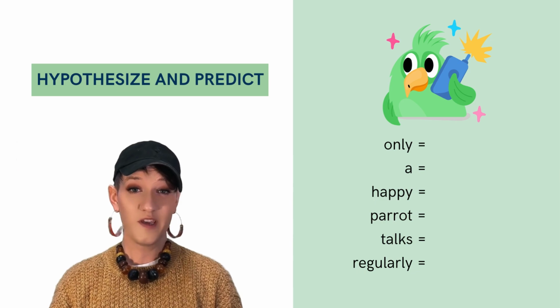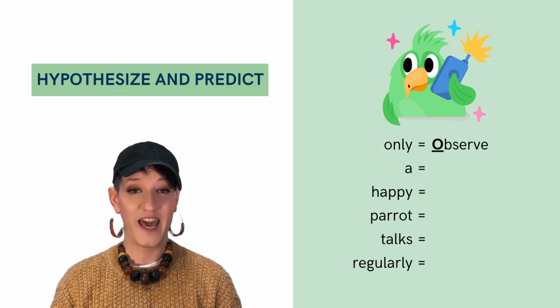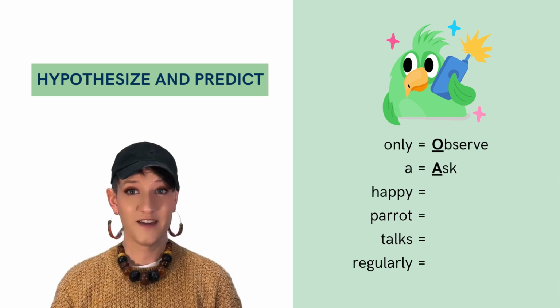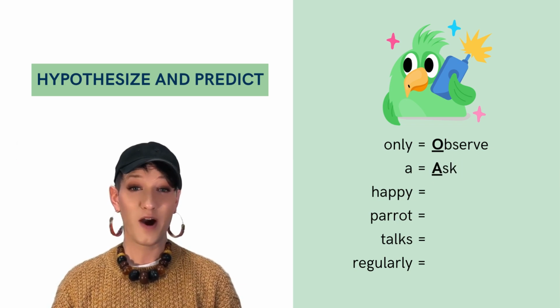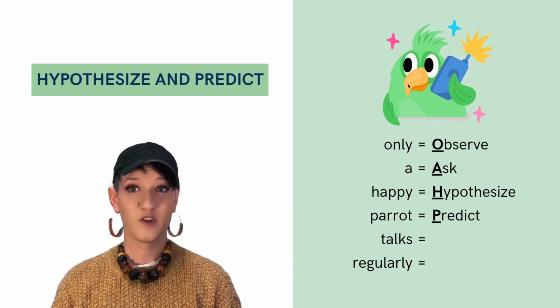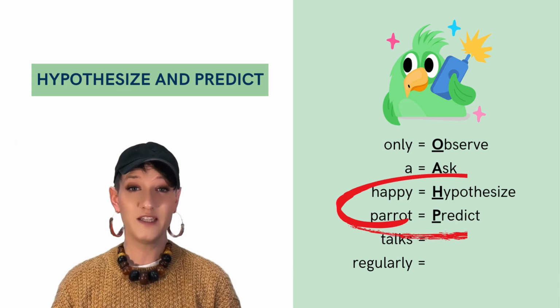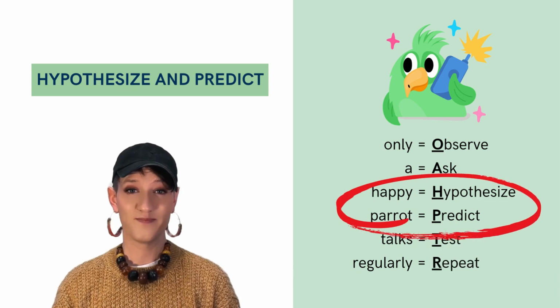Remember, only a happy parrot talks regularly. The O was for observe. The A is for ask. The H is for hypothesize, and the P is for predict. Creating a hypothesis and making a prediction are key steps in research.